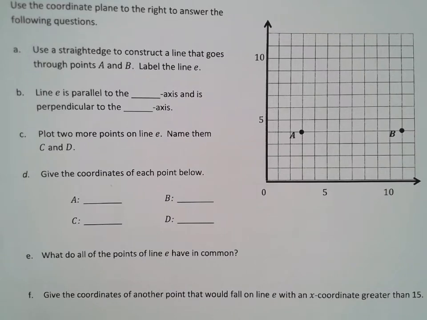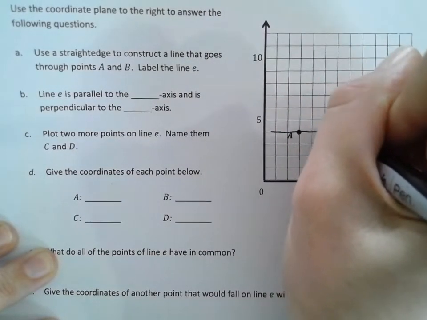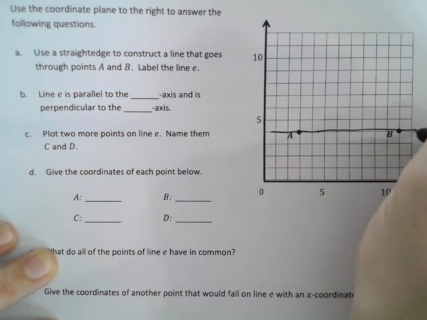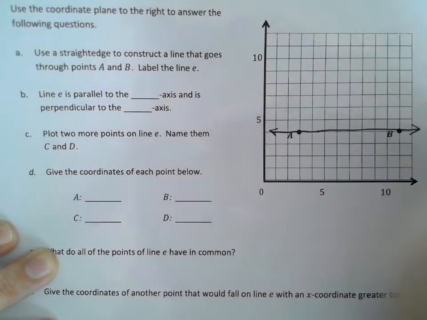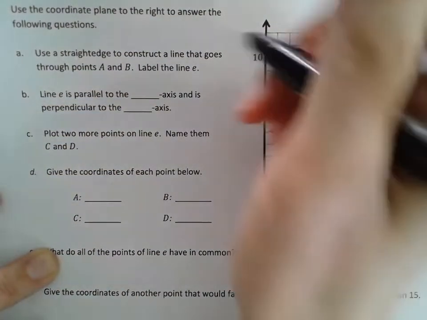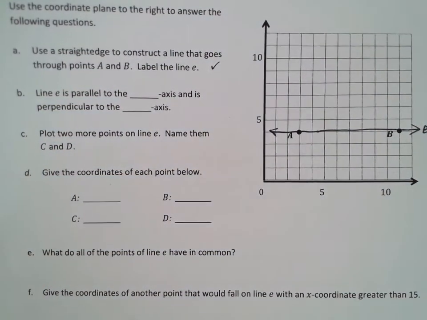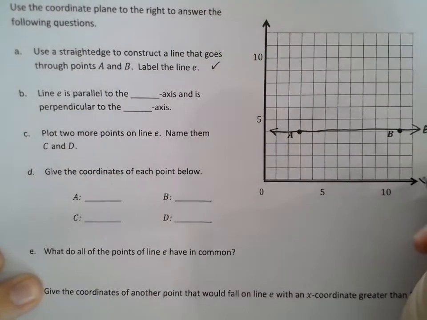All right, so now that you've had a chance to try, I'm going to go over the answers with you. Letter A says, use a straight edge to construct a line that goes through points A and B. Label the line, and that's an E. So I'm going to follow my directions. I'm going to construct a line that goes through points A and B, and I'm going to label the line E. So letter A is done. Letter B says, line E. I'm going to make sure I label. They don't have those labeled. I'm not happy with that, but okay.